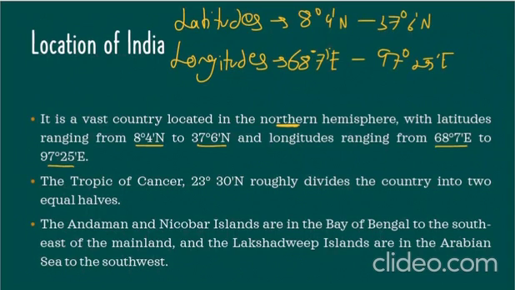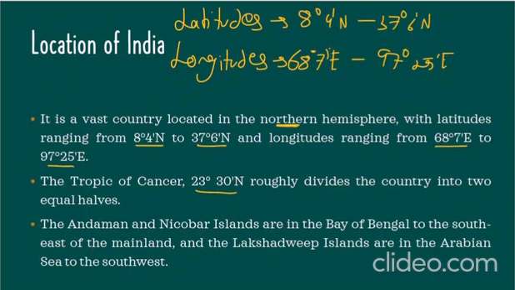Now the Tropic of Cancer. The Tropic of Cancer, that is 23 degree 30 north, roughly divides the country into two equal halves. When the Tropic of Cancer crosses India, it looks like India is being divided into two equal halves. Not exactly, but roughly. So which tropic divides the country into two equal parts? That is the Tropic of Cancer, 23 degree 30 north.